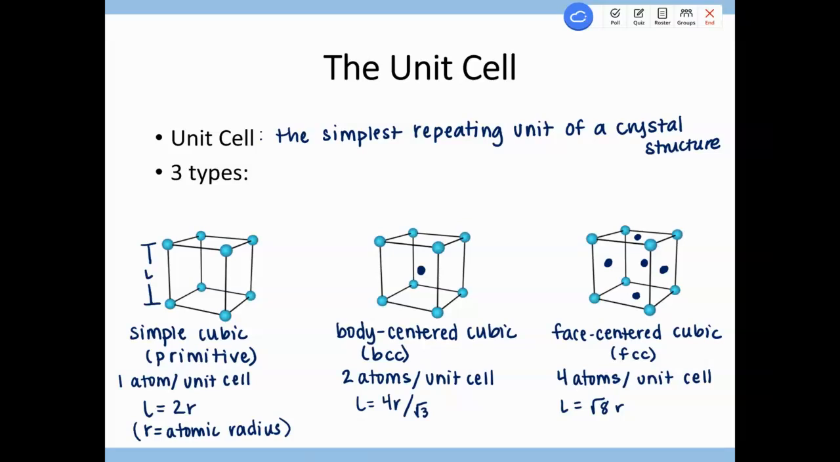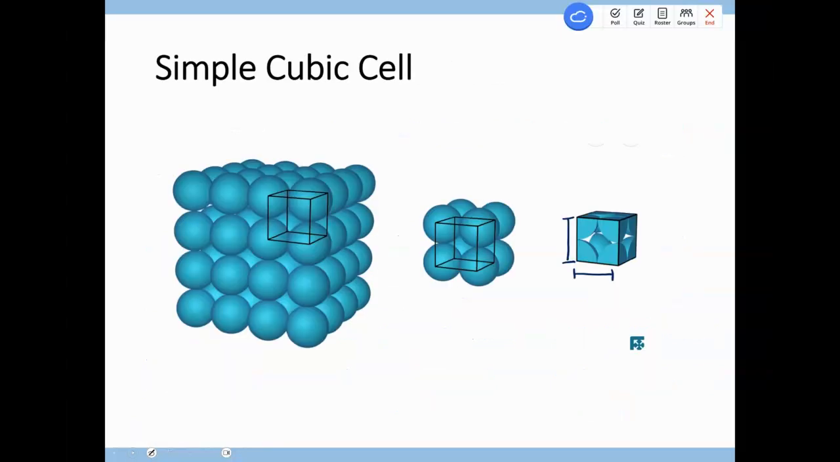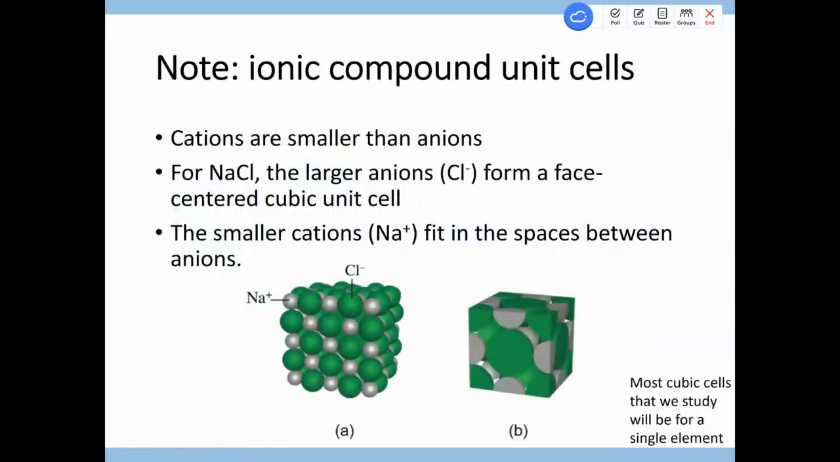Okay. So different solids can have different unit cells: simple cubic, body-centered, or face-centered cubic. When we do problems related to the unit cell, we'll be looking at a pure substance, so one atom in a specific shape. But if we think about ionic compounds like sodium chloride, cations are smaller than anions. In sodium chloride, the smaller cations fill in spaces between the anions.